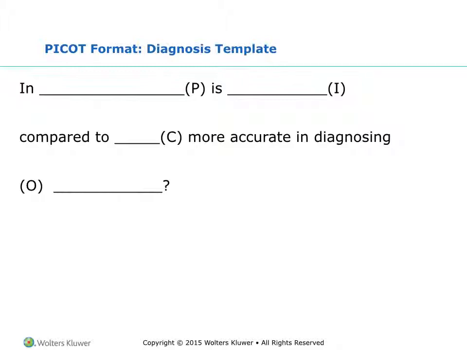In the diagnosis template, you're trying to figure out what is the better way to confirm the diagnosis of something. So let's think of an example for this. How about, in males with dysuria, is urine culture compared to genital swab more accurate in diagnosing chlamydia? So that would be a way for you to go to the literature and see what is the best way to diagnose chlamydia in a symptomatic male.